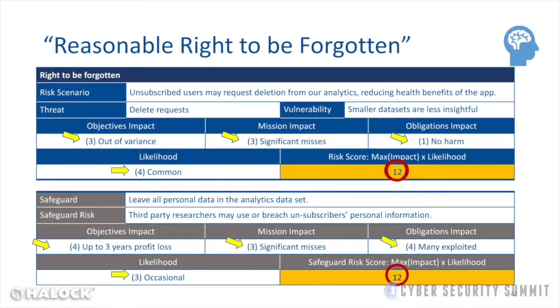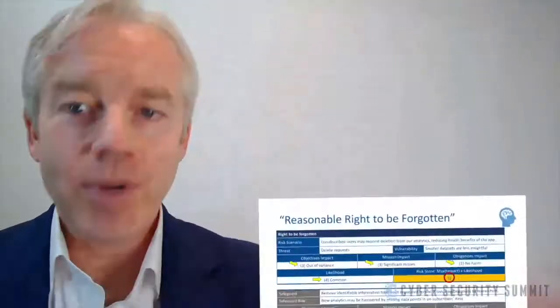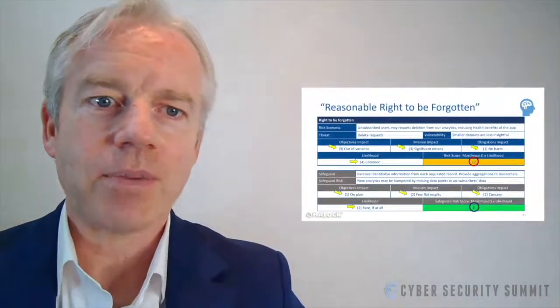But in this case, we're concerned that a third-party researcher who uses that analytics database, because remember, we are selling this data, might have a breach. And unsubscribers' personal information might be revealed in that breach. We think that's an occasional likelihood for that to happen. Again, we're using plain language. I think it's occasional that this kind of stuff happens, but many people would be exploited. And we would have up to 3 years of profitability loss. We may be able to recover, but that's a risk of 12 as well. That's obviously not a good solution. So how do we resolve that if we've got an unacceptable scenario?